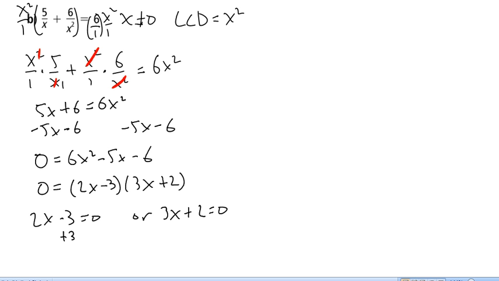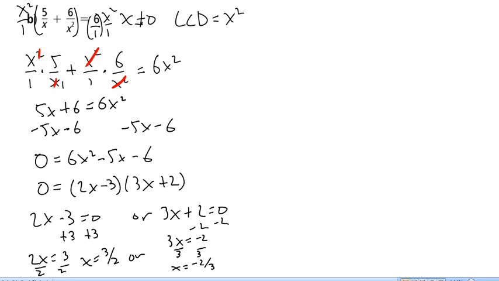Down here we're going to add 3 to both sides. Divide by 2. X equals 3 over 2. Or subtract 2 from both sides. 3x equals negative 2, divide by 3. X equals negative 2/3.